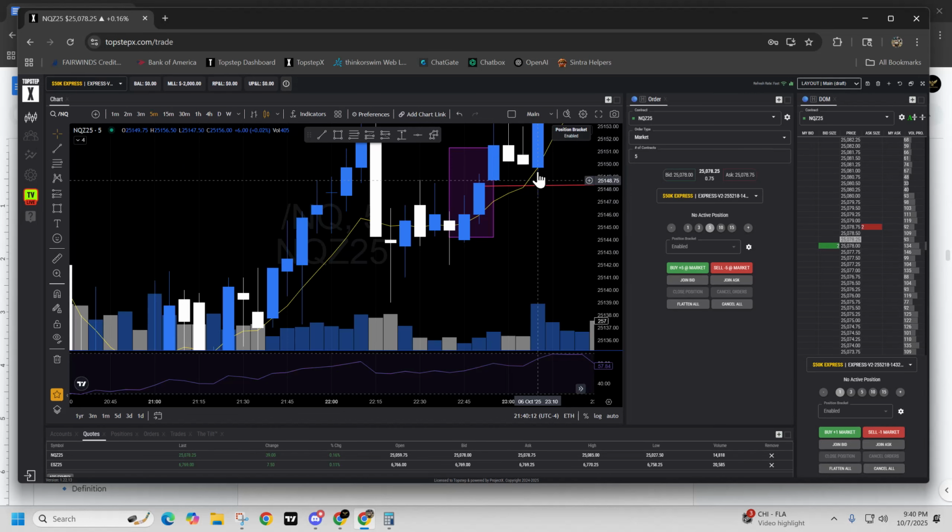Gotcha. This blue candle right here, this big candle, the last one we can see. Does that close below the 9-day? No. So is that a signal? No. What's a signal? It's a confirmation. No, the signal is the first one, and the confirmation is the second one. Exactly. What's a signal? The first one. It's the first candle that closes above the 9-day EMA.